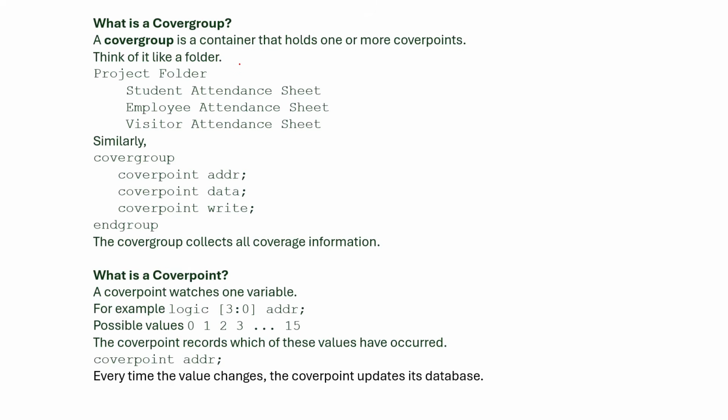Okay. So what is a cover group? Cover group, I told you, is a container that holds many cover points. It is like a project folder. In this project folder, student attendance sheet is there, employee attendance sheet is there, and visitor attendance sheet is there. All the things are stored in one place. That is the cover group. Similarly, in my cover group, address, data, write, reset, write enable, and read enable, all these things are verified and held in your cover group.